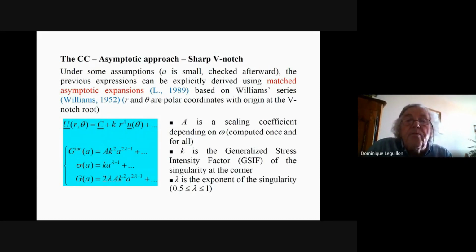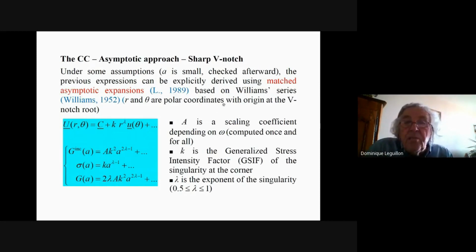This works provided it's asymptotic, so it means that somewhere there is something small. Here it is assumed that A, the crack length at initiation, the crack jump length, is small, and this is checked afterward. You do the calculation, you obtain A, and you check if it is small compared to the structure. If it is, what you did is valid. If A is not small, you cannot use this approach in that case.